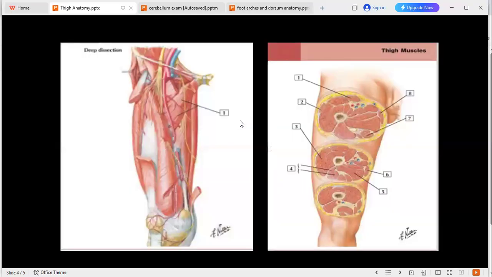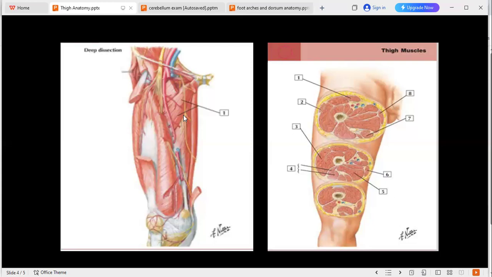If you could please look at the image on the left-hand side and identify number one. If you could tell me what structure this is pointing at? This is adductor magnus. Okay, please tell me the origin and insertion of this structure. Adductor magnus is inserted on the anterior aspect of the femur, and it originates from the lateral border of the ischial tuberosity.